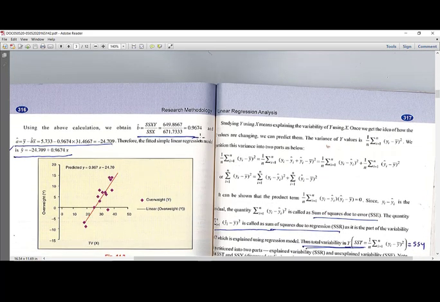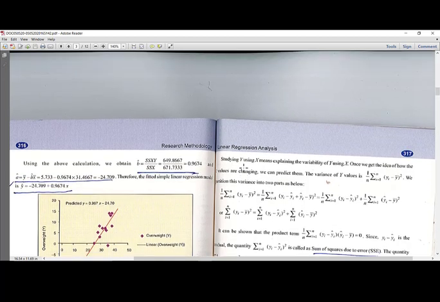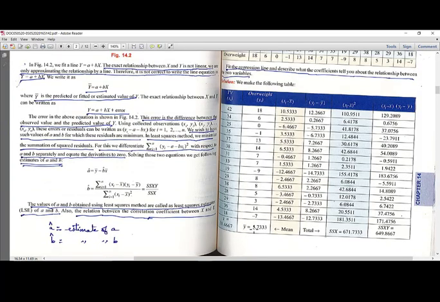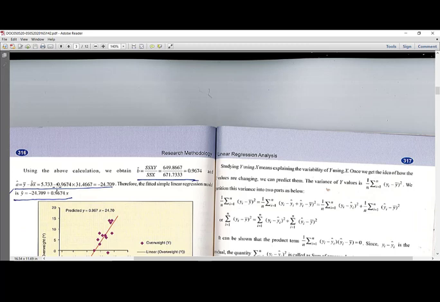And by substituting those values, we are getting B cap as 0.9674 and A cap as Y bar minus B cap X bar, and that is 5.733 minus 0.9674 multiplied by 31.4667, that is minus 24.709. This Y bar value is here. Y bar is 5.7333 here at the bottom. So we have substituted that value here.